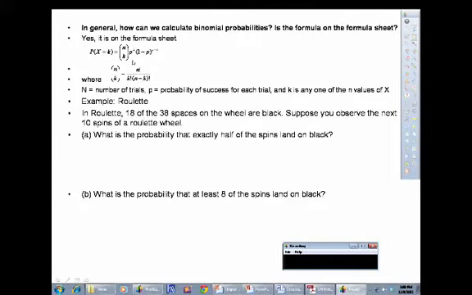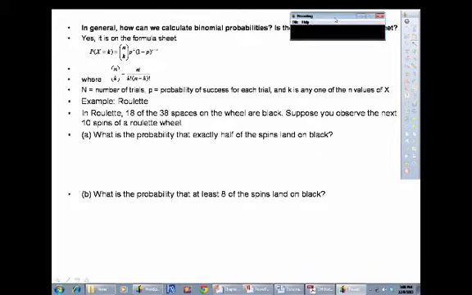This is our binomial coefficient that we're putting in here, and it's p to the k times 1 minus p to the n minus k. Thank goodness this is on your formula sheet. Where n equals the number of trials, p equals the probability of success for each trial, and k is any one of the n values of x.